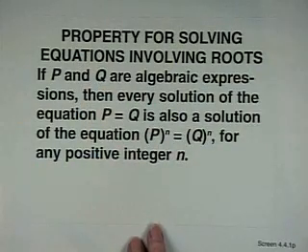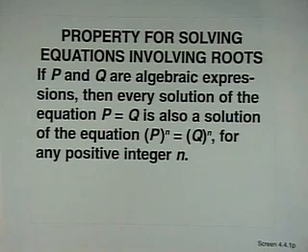If P and Q are algebraic expressions, then every solution of the equation P equals Q is also a solution of the equation P to the nth power equals Q to the nth power for any positive integer n. What this tells us is that we can raise both sides of an equation to any positive integer power and have equivalent solution sets for the equation that we started with.